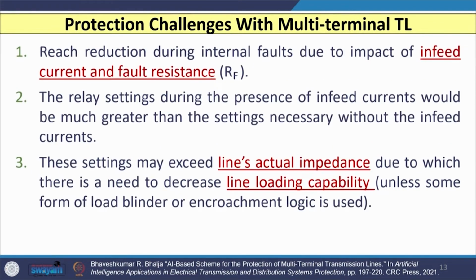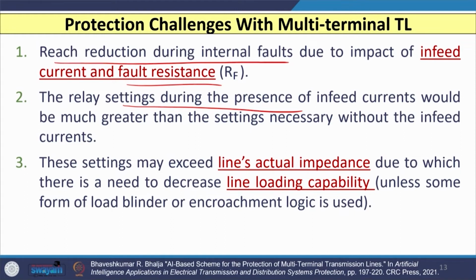Let us see what are those challenges. The first challenge is the reduction in reach in case of internal fault because of the impact of remote infeed and fault resistance RF. The second is the relay settings during the presence of infeed current that would be much greater than the settings which is required when infeed currents are not present.